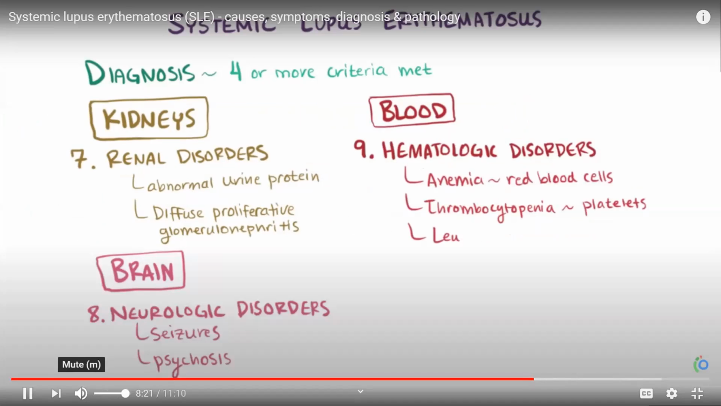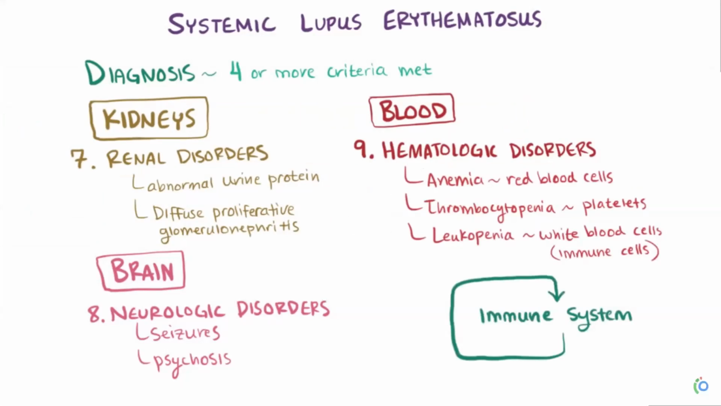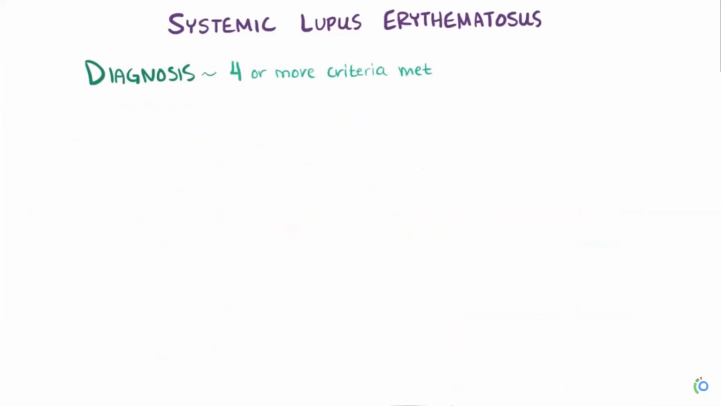platelets are targeted, and leukopenia if white blood cells or immune cells are targeted. And that last one's kind of a mind bender because it means that your immune system is attacking your immune system. All right, so the last two criteria have to do with specific antibodies being found in the blood.